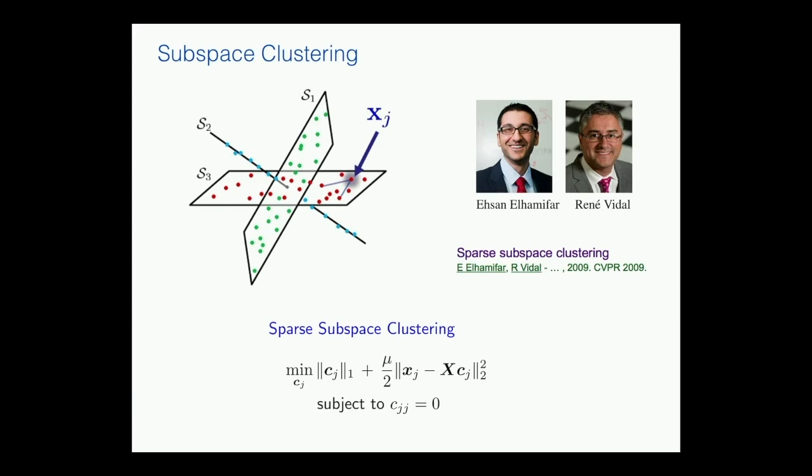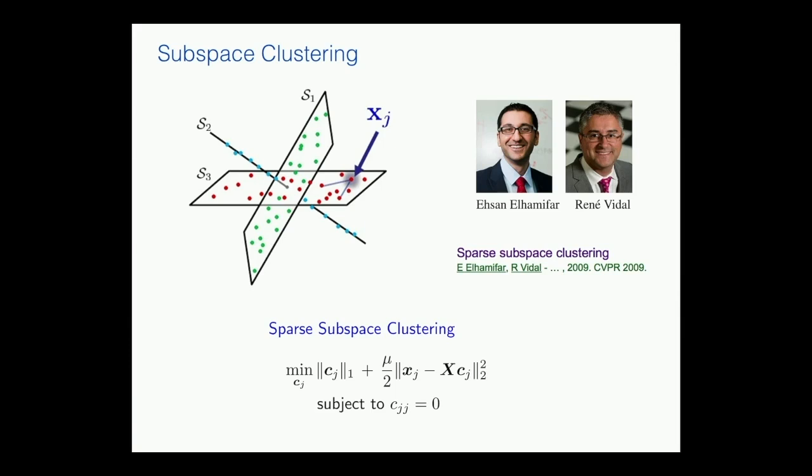Now, they were looking at this problem. There's a union of subspaces. They want to cluster points. They want to know which are the red points, which are the green points, which are the blue points. And the idea is you're going to say, I want to represent a given point, like xj up there, as a linear combination of other data points, but I want that to be a sparse linear combination. The idea is that that heuristic of forcing it to be sparse will try to encourage the selection of a linear combination of just other points in the same subspace.